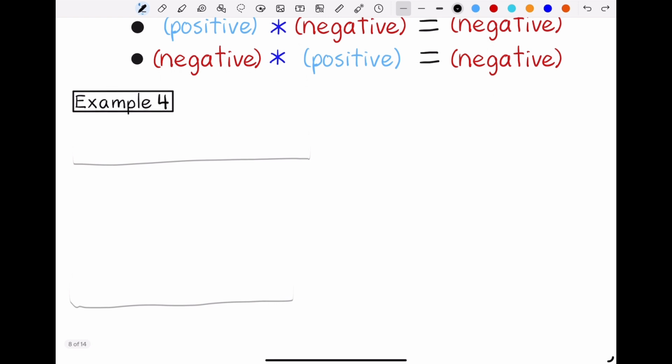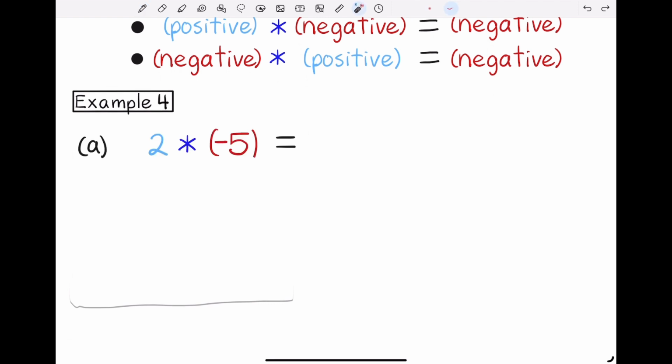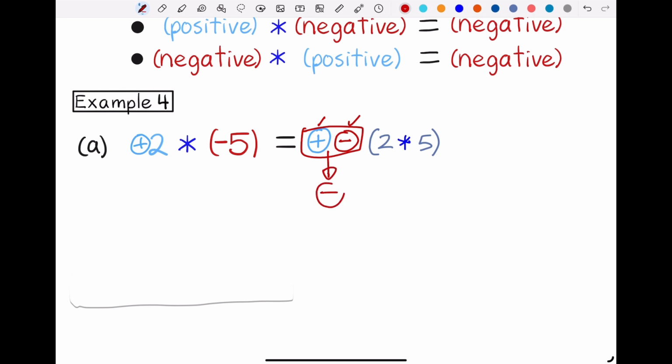So the first one we'll do is 2 times negative 5. So we have a positive times a negative. So we're going to put a positive sign for positive 2. And then we'll put a negative sign for negative 5. And then here we'll just multiply the 2 and the 5 separately. Alright, so we have 2 times 5. So let's look at the signs. We have a positive times a negative. That will give us a negative answer because they're different signs. And 2 times 5 equals 10. So if we put all this together, we're going to get negative 10, which is a negative answer.